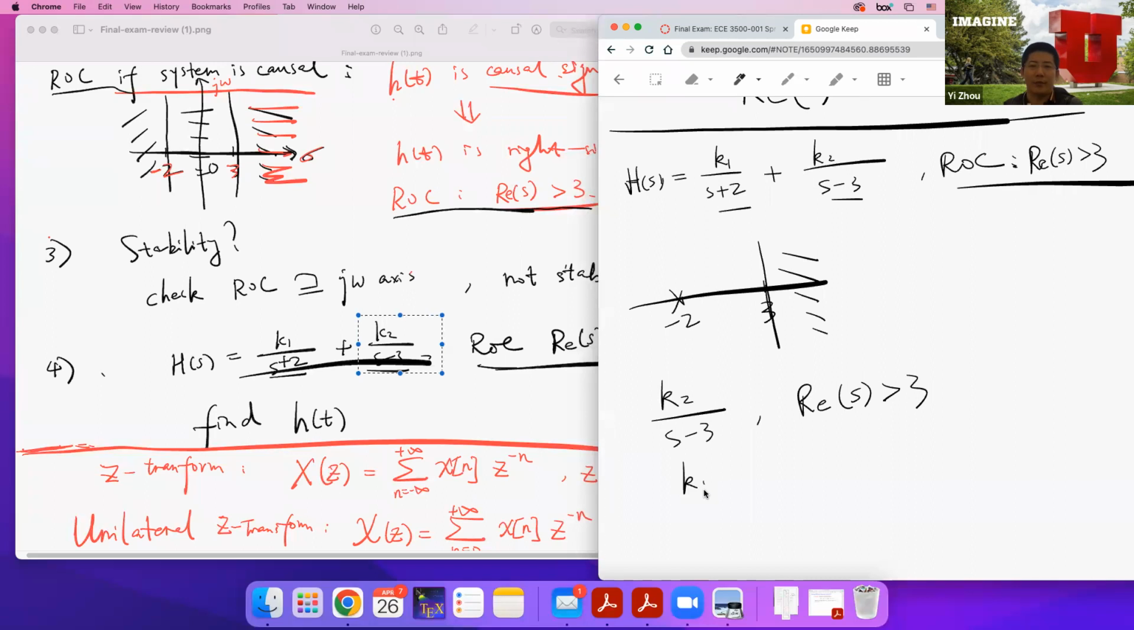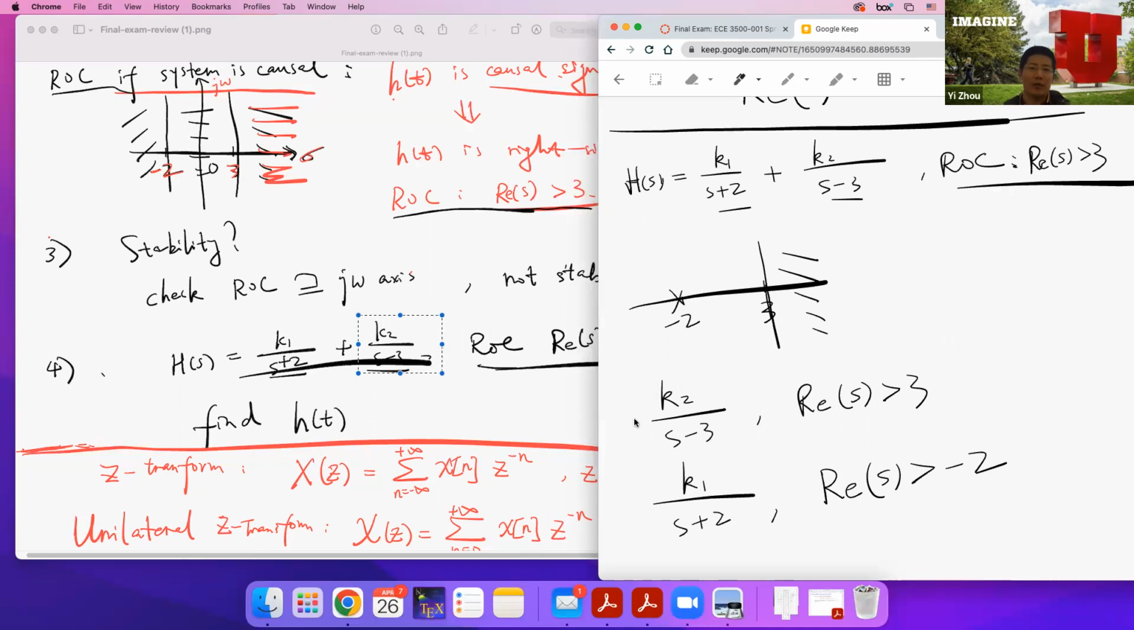And for the first term, the ROC is either to the left of -2 or to the right of -2, right? Because of this pole, -2. But if the ROC is to the left of -2, then the overall ROC can never be to the right of 3. So that leads to a contradiction. So the only possible ROC for this one is bigger than -2. And then taking the intersection of these two ROCs indeed gives us this overall ROC.